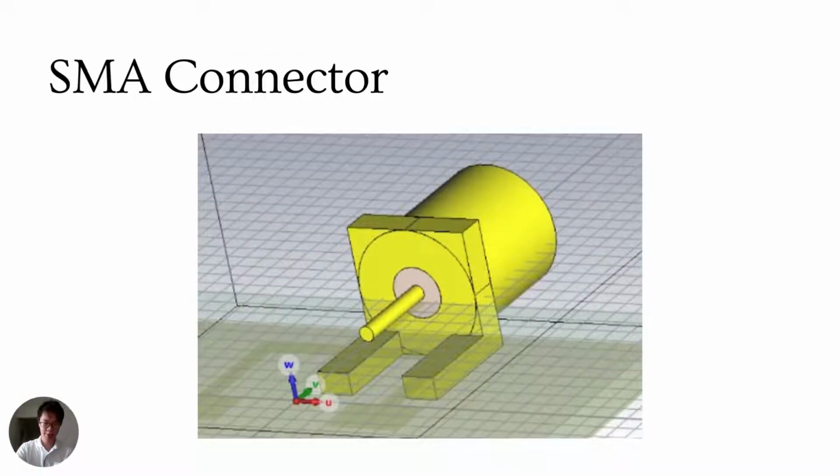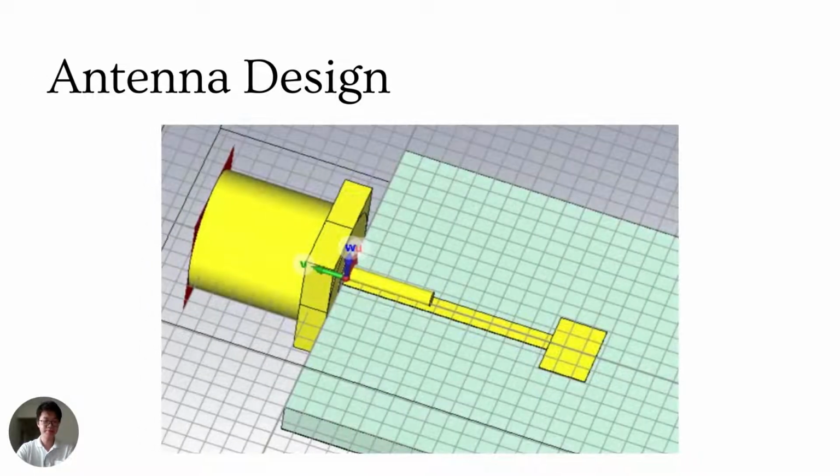To overcome that, we design an SMA connector, which is the standard one with the legs connected directly to the board of the FR4. Thus, we don't have to create such a huge feed to overcome that problem. So now we're talking about the single antenna radar. Antenna design is such as this.